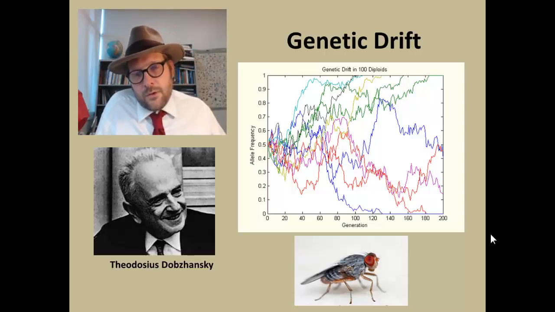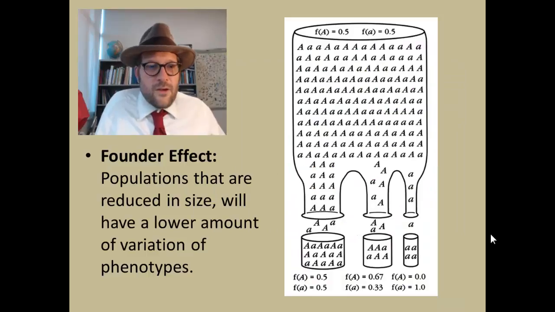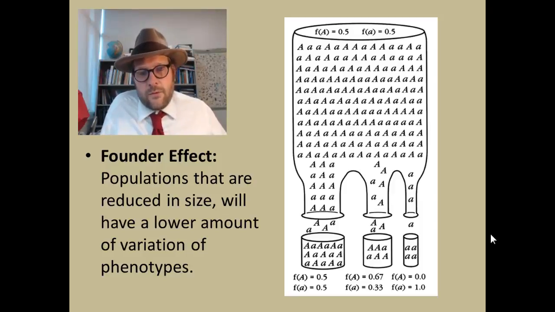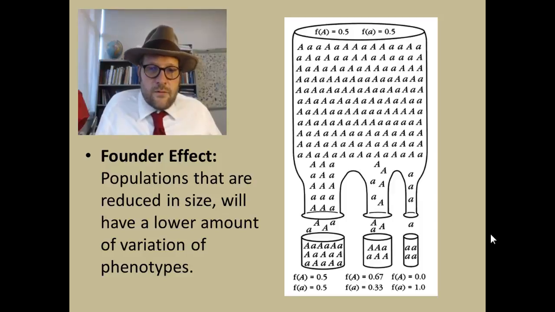And he came to a conclusion that in populations that are very small, there's less variation, and so it tends to drive it into extinction. So the variation disappears in the sample. This is also referred to as the founder effect. If you take a big population of individuals and you only choose a handful of them, you lose all the other genetic variation within the population, and that new founding population that's reduced in size has a lower amount of variation of the phenotypes.